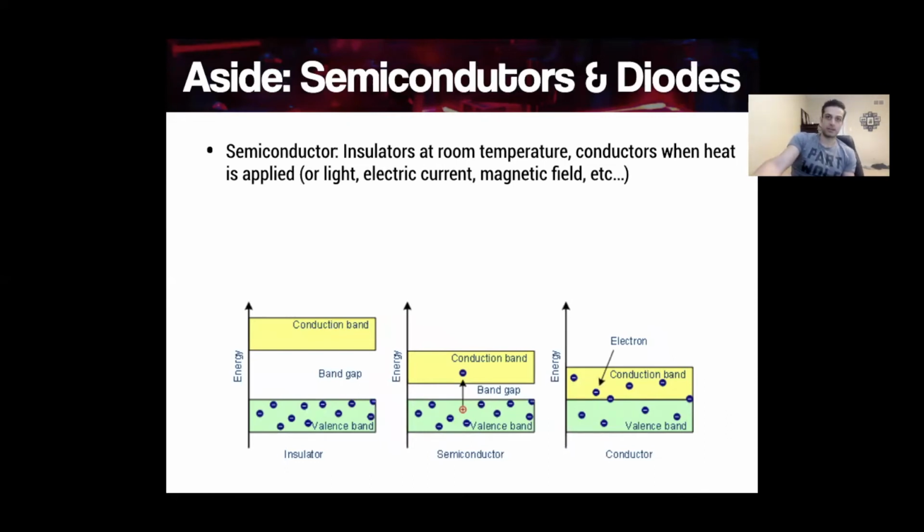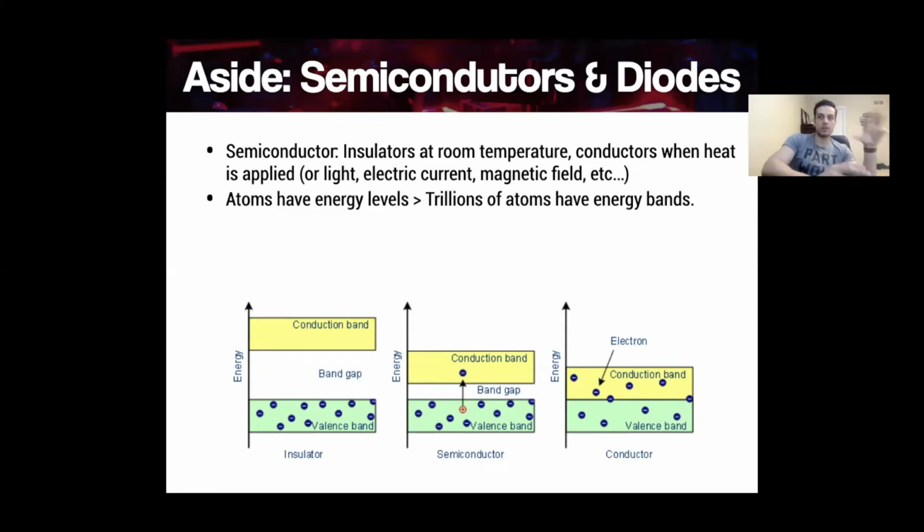Insulators stop currents from flowing, conductors allow them to flow. A semiconductor is an insulator at room temperature, but it becomes a conductor when it's heated. There are other ways to do it. You can also illuminate it, apply a current, or use a magnetic field. But let's keep it simple and say that when you heat it, it becomes a conductor.